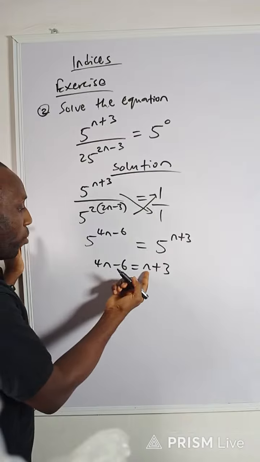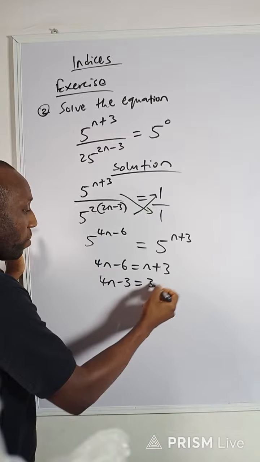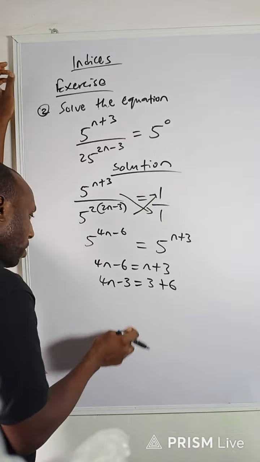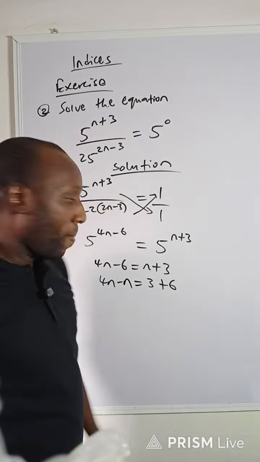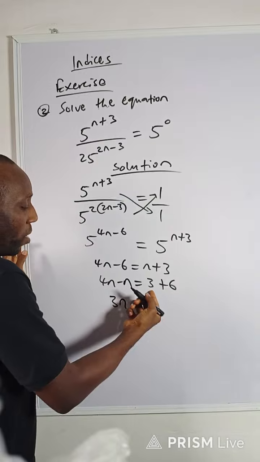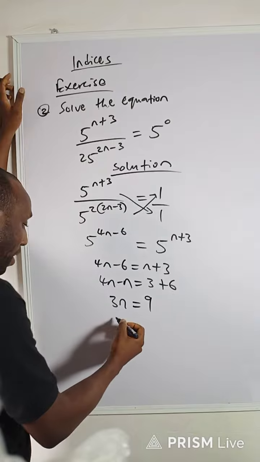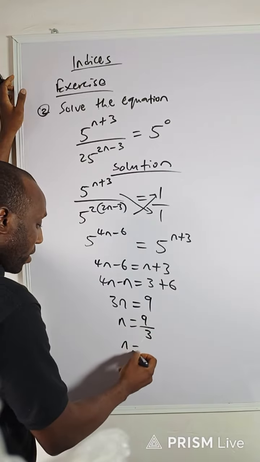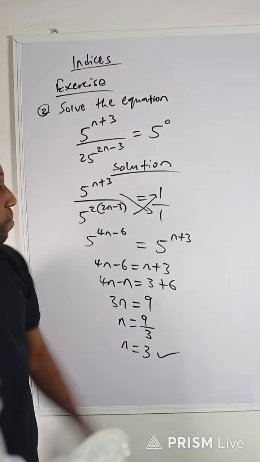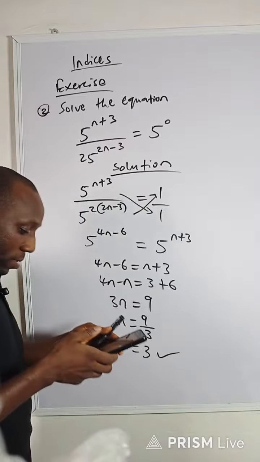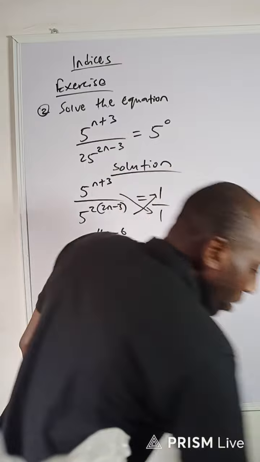So let's collect like terms. Move n over and move -6 to the right hand side. So 4n minus n is equal to 3 plus 6. What is 4n minus n? That is 3n. What is 3 plus 6? That's 9. Divide both sides by 3. n is equal to 9 over 3, and n is equal to 3. So the value of n that will satisfy this equation is 3. Yeah, that's correct. Thank you, RT. Thank you, Lone Rayon. Yeah, thank you, all of you.